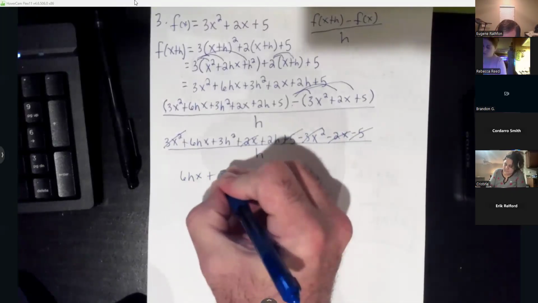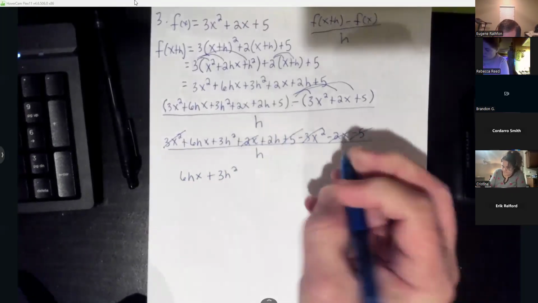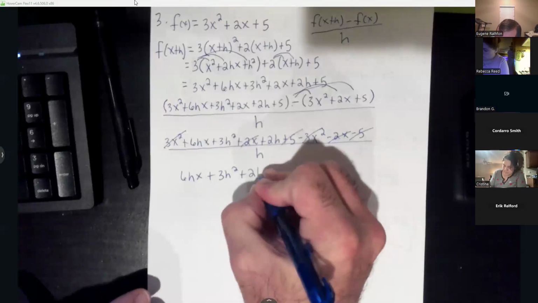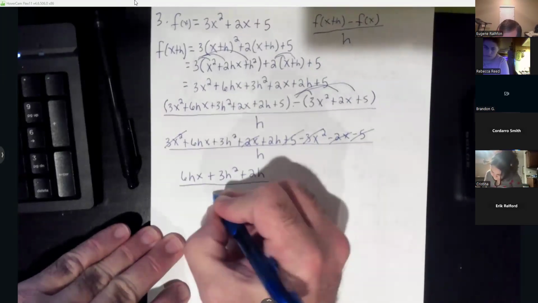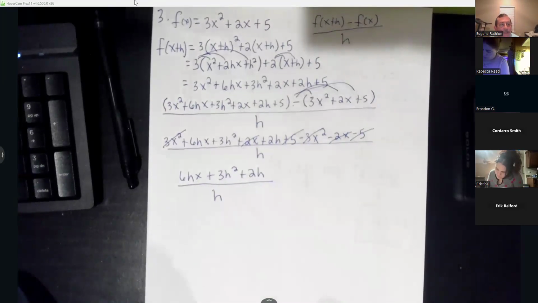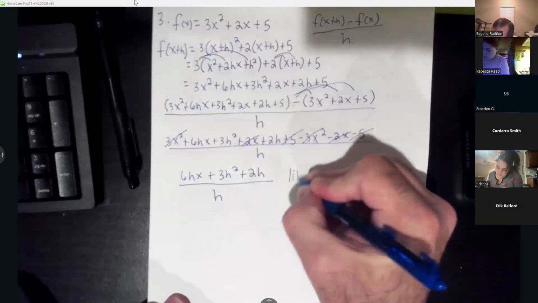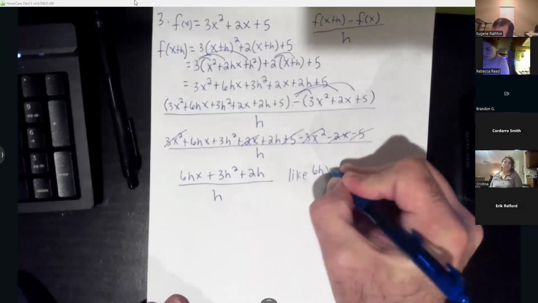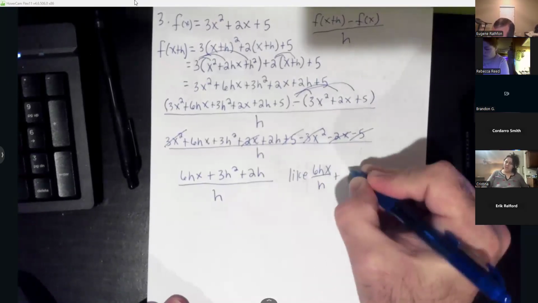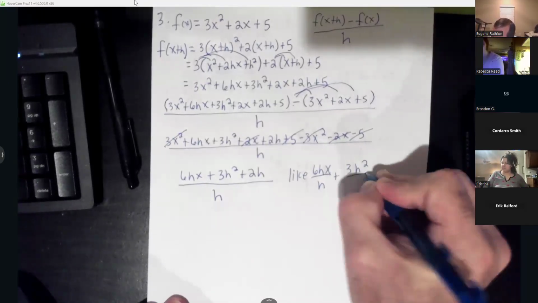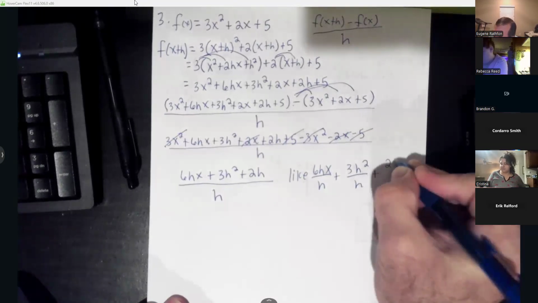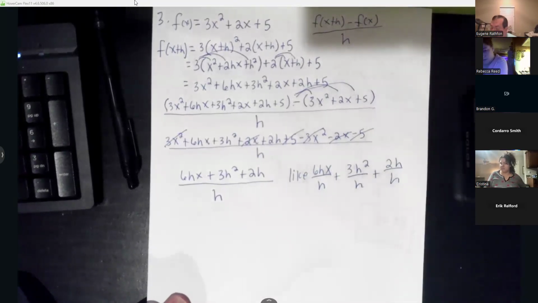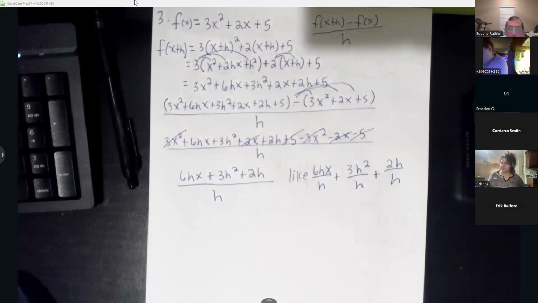6hx plus 3h squared plus 2h all over h. So remember, this one will be like 6hx over h plus a 3h squared over h plus a 2h over h. Oh, I got Carlithia already on the board. Let's see. She got a 6x plus a 3h plus 2. Y'all going to agree with that?